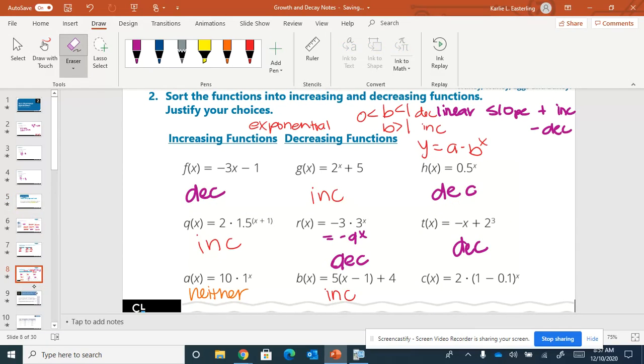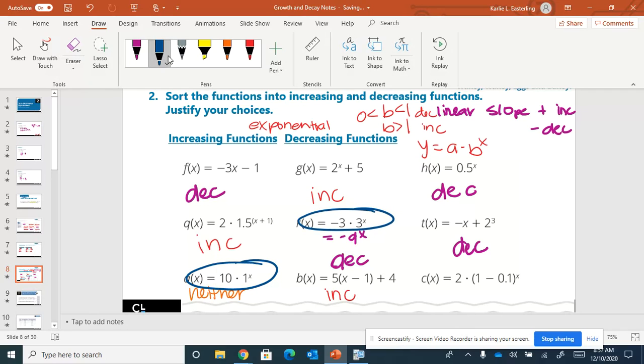Again, R of x and A of x are definitely two of the harder ones to understand on this page, but typically you will not see ones that difficult.